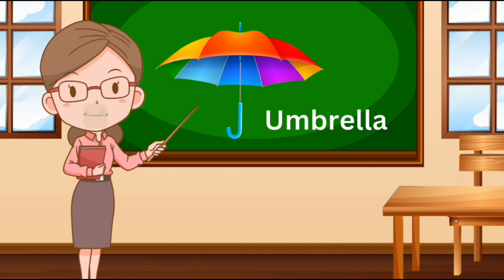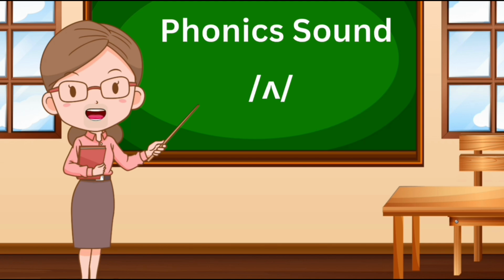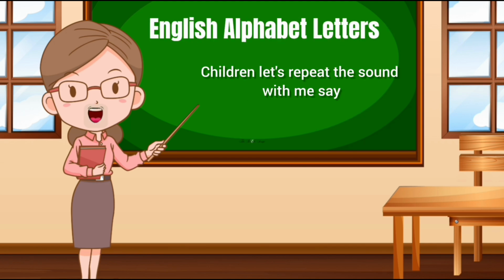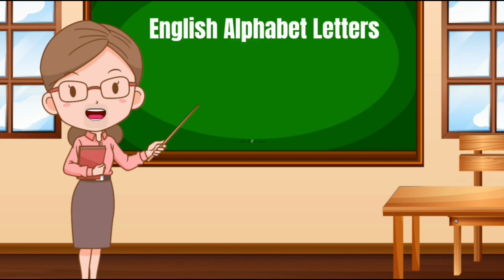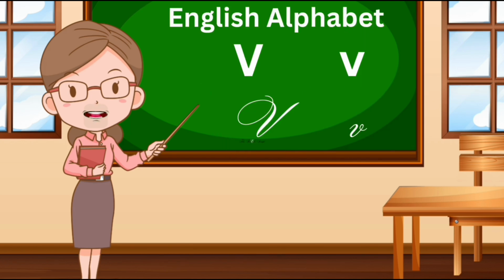U sound is used for umbrella. The phonics sound of letter U is U, children. Let's repeat the sound with me. Say U for umbrella. For umbrella. Perfect. This is the alphabet letter V.